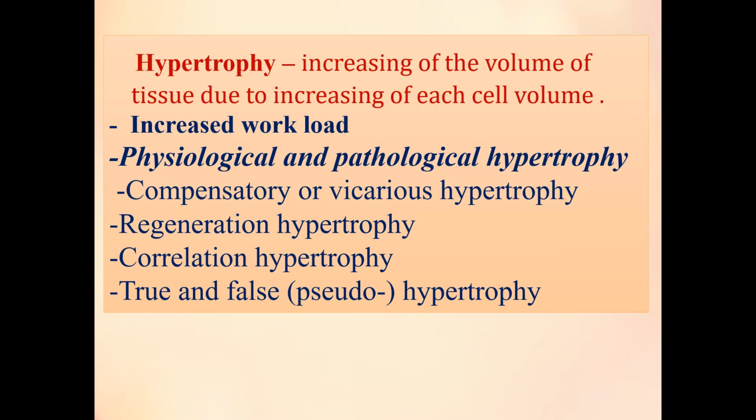Besides these, true and false hypertrophy are distinguished, depending on the hypertrophy of the parenchymal cells or tissue stroma. In true hypertrophy, the volume of the parenchymal elements of organ tissue increases. Sometimes the volume of the organ increases due to the excessive development of connective tissue and fat cells. This is called false hypertrophy.